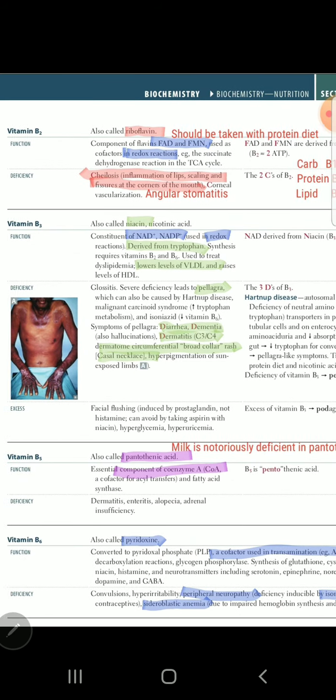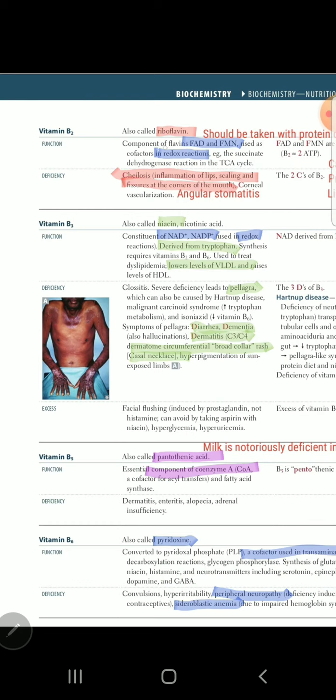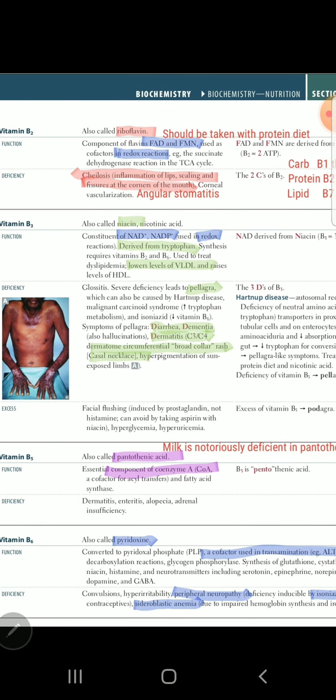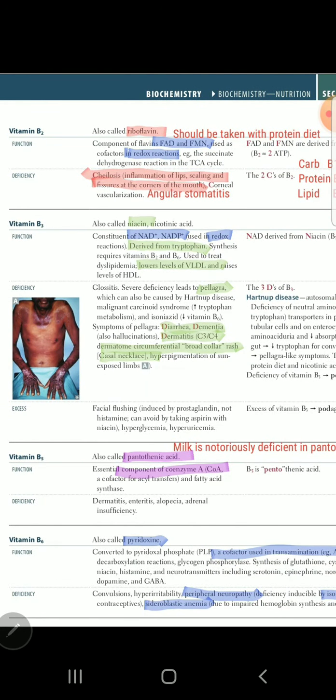Moving on to B2. B2 is related to protein; we know carbs and proteins. Riboflavin is the second name, and B2 and B3 are redox-related vitamins. We know that FAD and NAD have hydrogen with them, that is the reducing agent, so they are used for redox reactions. Riboflavin for B2 and niacin for B3, and protein for B2 as well. So protein should be taken with riboflavin. Redox reaction is another important thing.